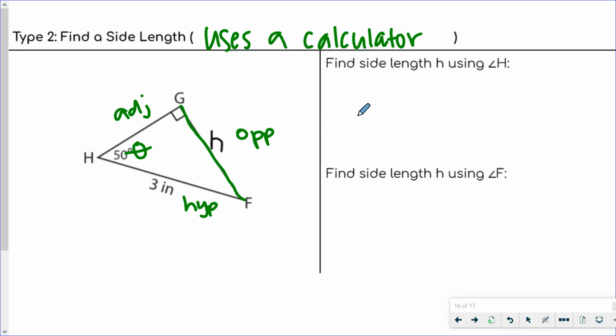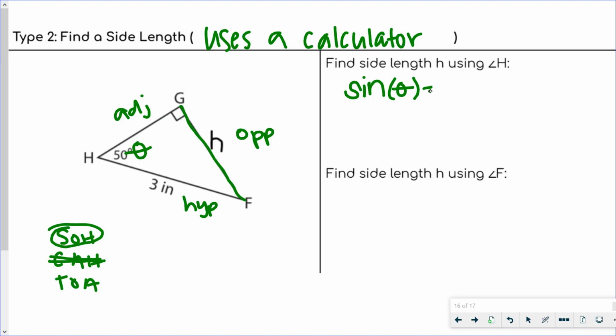Well, I know I have to include my opposite, so if I think of SOHCAHTOA, I have to use my opposite, so I know I'm not going to use cosine because that doesn't use opposite. And then the other side that they give me is my hypotenuse, so sine uses opposite and hypotenuse. So I am going to use the sine of theta, which is equal to opposite over hypotenuse, which is also equal to h over 3.